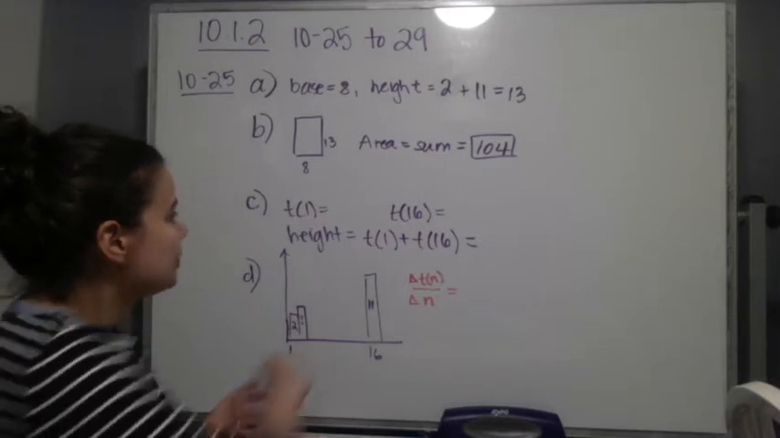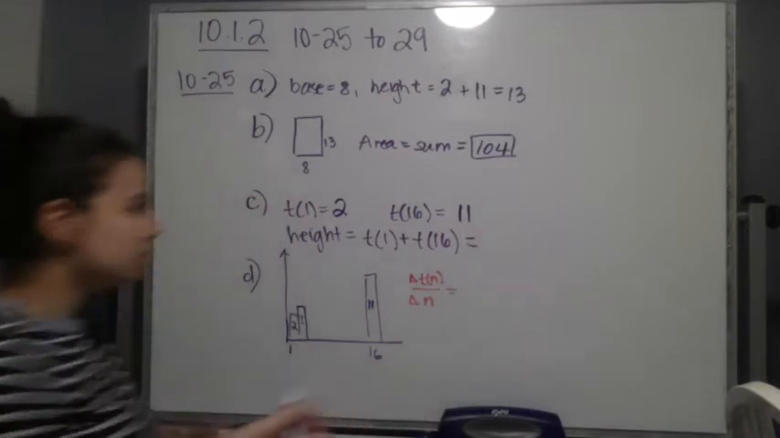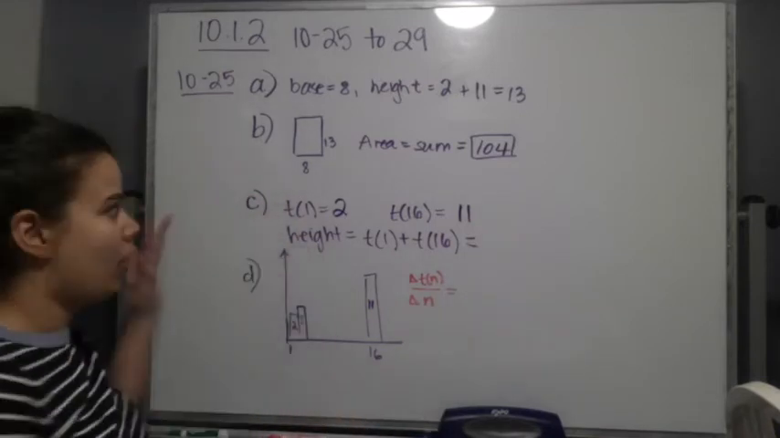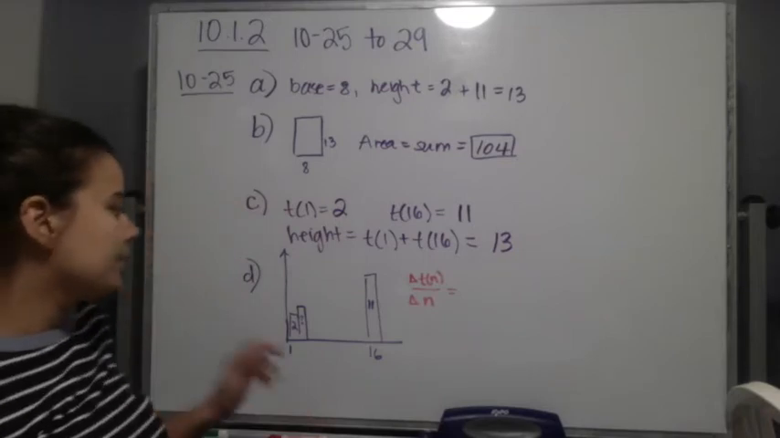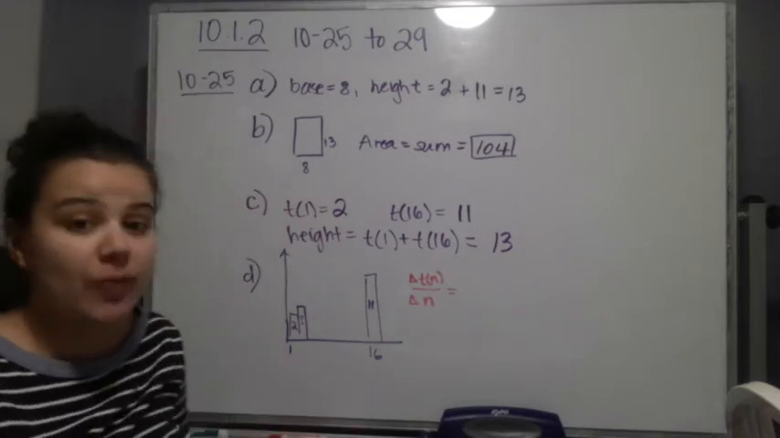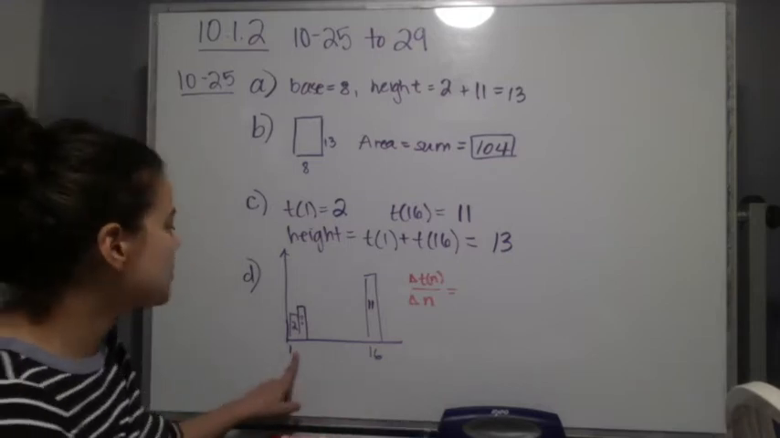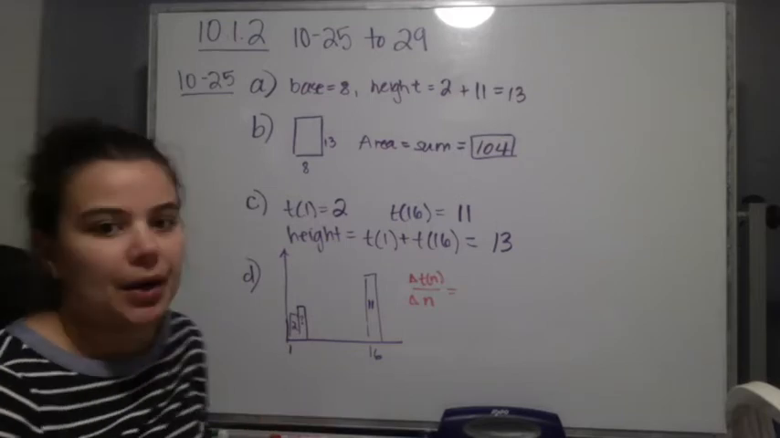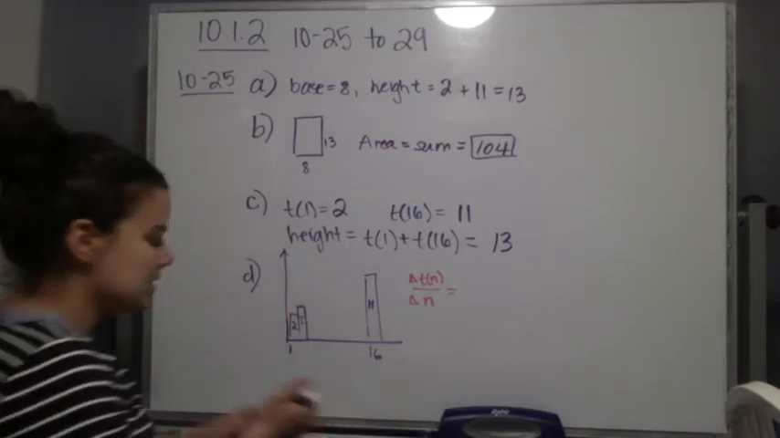The first term was 2 and the 16th term was 11. So then the height of each of the columns, like we said, was 13. And then part D is a little bit tricky because it asks you to write out the series, so you have to figure out what the terms are. You know that the first one's 2 and the last one's 11, but it's kind of hard to tell what the next one up is and what the common difference is.